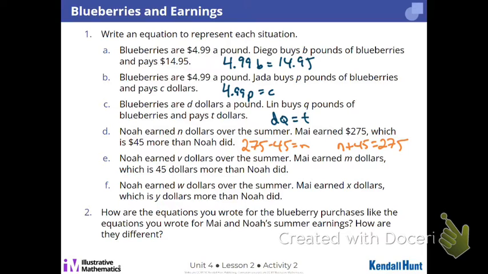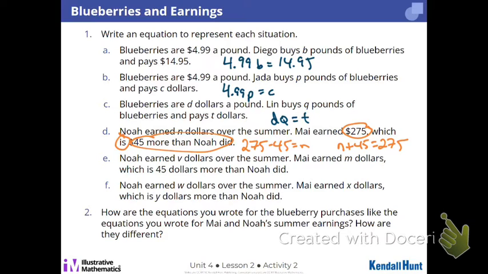Watch this. 275 is 45 more than Noah. So do you see how they're both true, but that second one is like the summary of the situation. Right? Equals 45 more is plus 45, but they're both good. Okay? E, who's got E for me?